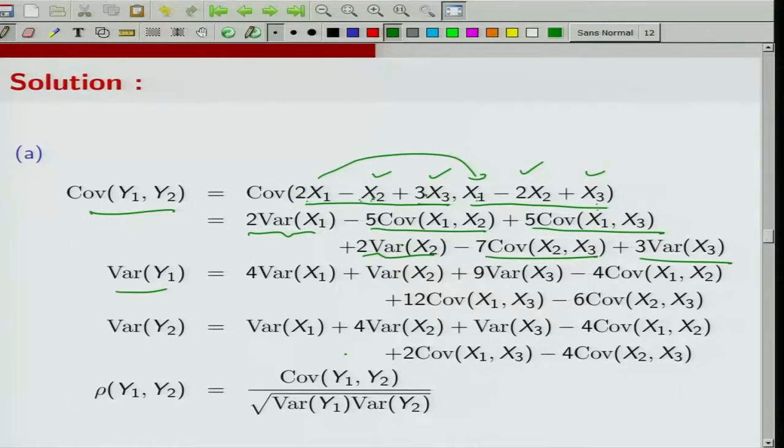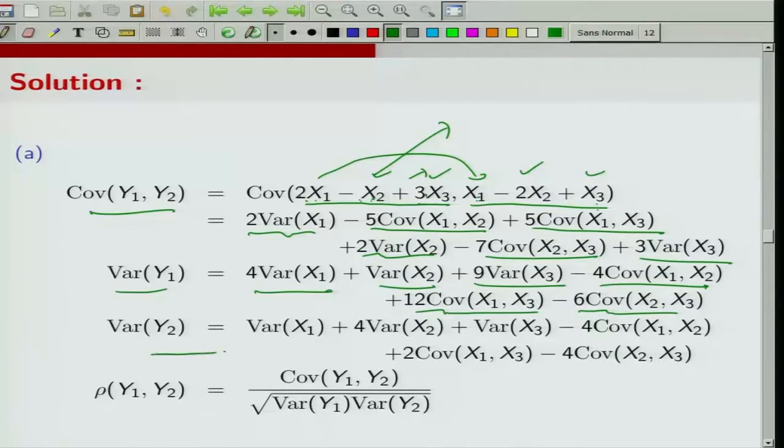If I have to look at the variance of y1, it is 2 squared times variance of x1, plus variance of x2, plus 3 squared, which is 9 times variance of x3, minus 2 times covariance between 2 x1 and x2. So, that becomes minus 4 times covariance of x1 and x2. Then 2 times covariance of 2 x1 and 3 x3, that means 2 into 6 times covariance x1 and x3, that is 12 times covariance x1 and x3, and then minus 6 times covariance between x2 and x3.